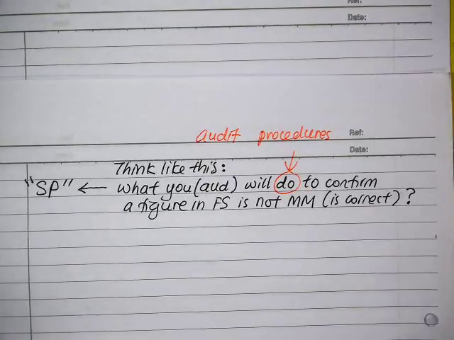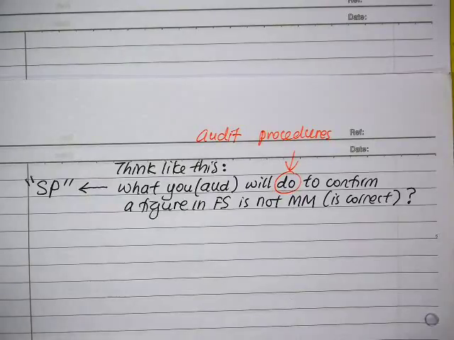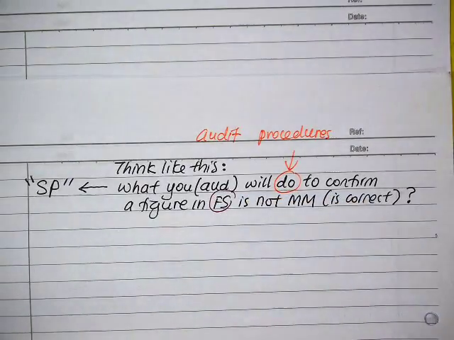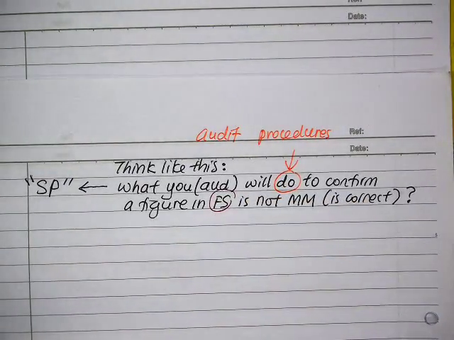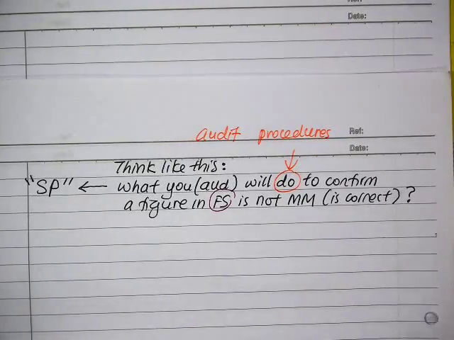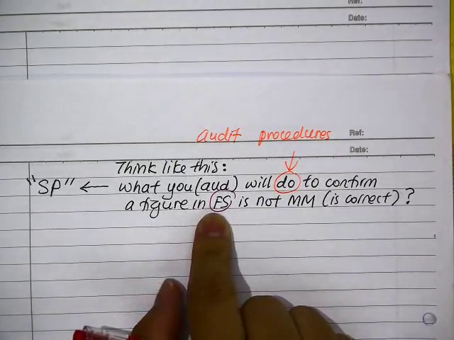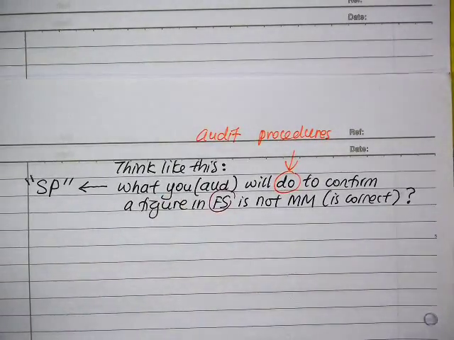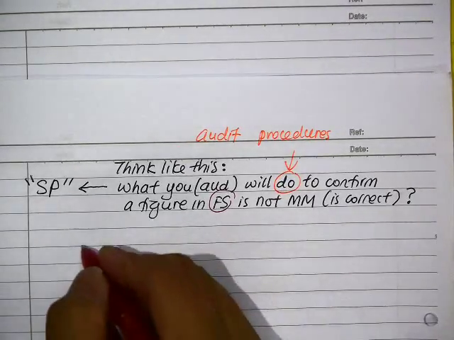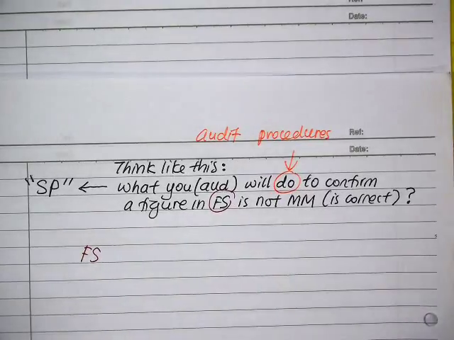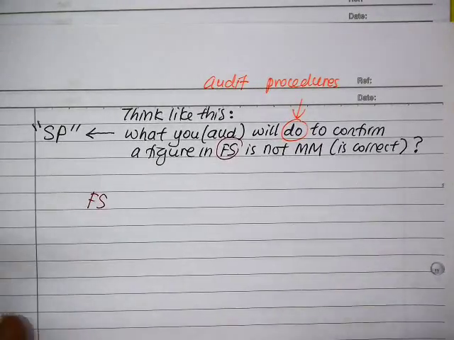Now, to understand what you're going to do, I think you must first understand the mechanism between accounting and financial reporting. The figures that we want to check and confirm is not wrong would be figures in the financial statement. I just want you to think like that so that you get an understanding. So the figures that you're supposed to check will be figures coming from financial statement.